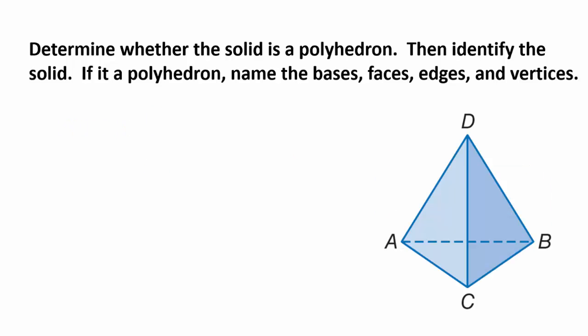Now, this solid is formed by polygonal faces, so it is a polyhedron. The base is a triangle, and the 3 faces meet in a vertex, so it is a triangular pyramid. Again, it's got a triangular base, and the other faces meet up at the top at a vertex, so this one is going to be a triangular pyramid.